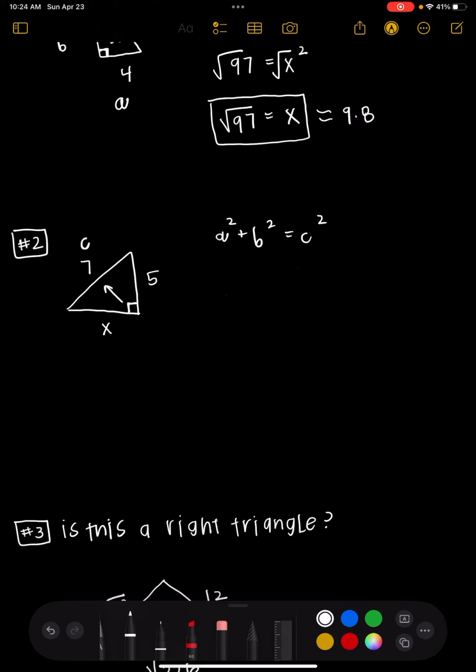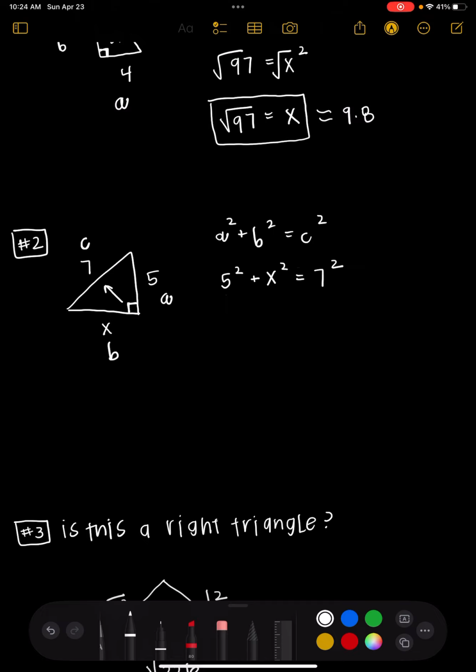Now the other two sides, it doesn't matter. I can label them A and B. So I'm going to say this side is A and this side is B. Okay, so we're going to use the Pythagorean theorem. Let's plug in the numbers that we know. So A turns into 5. We're going to say 5 squared plus b squared, but b is x, so we're going to say x squared is equal to c squared, which would be 7 squared.